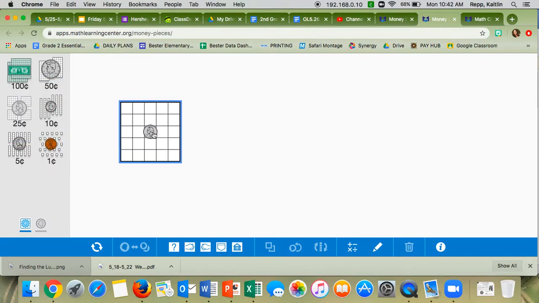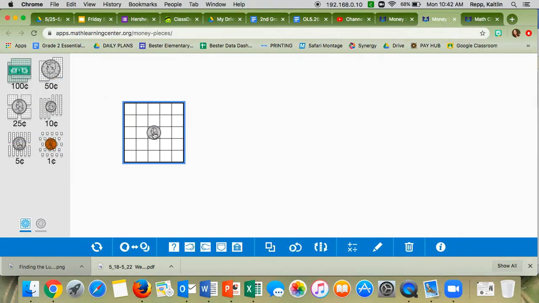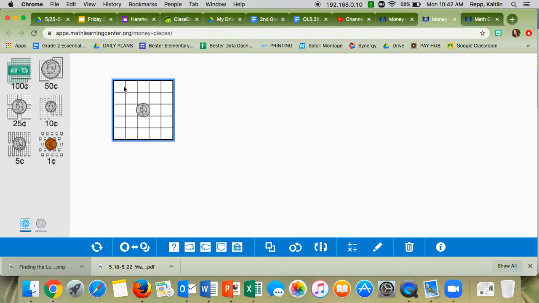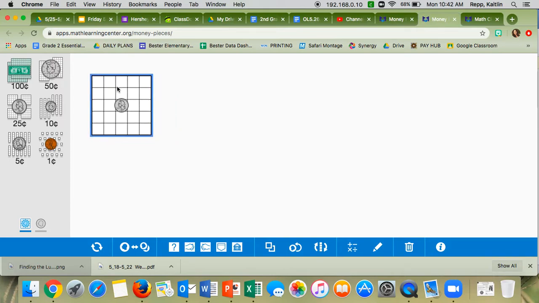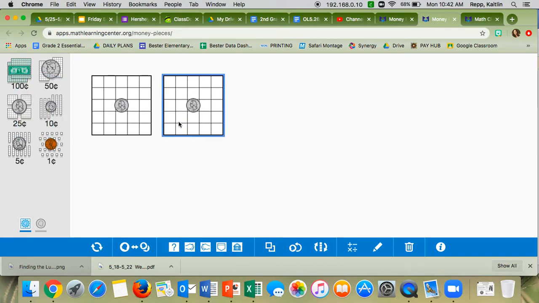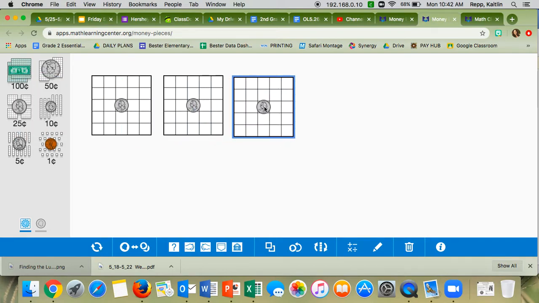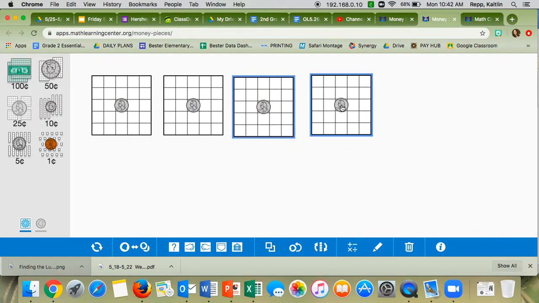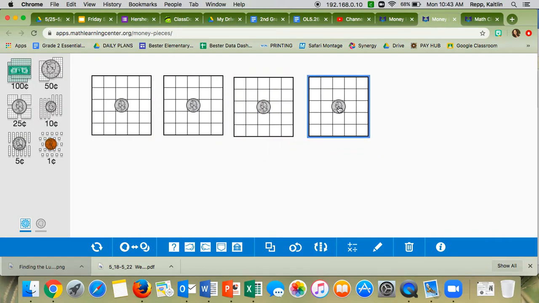Okay, so let's start with a quarter. Remember, a quarter is worth 25 cents. What's really cool about this app is that it gives you little squares, almost like base 10 blocks, to help you count. So there are 25 squares here to help you count the quarter. And remember, if you want to skip count by 25s, it goes like this: 25, 50, 75, 100, or $1.